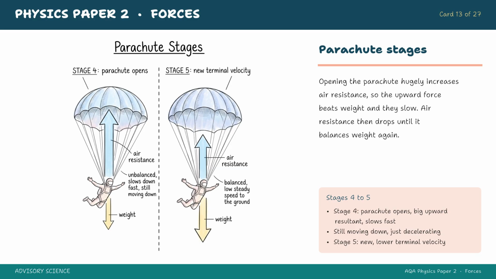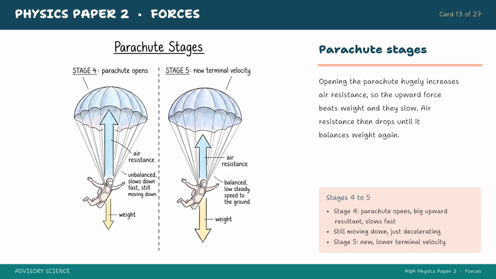Stage 5 is that new safe speed. As the skydiver slows down, the wind doesn't hit them as hard, so the upward air resistance drops until it matches the downward gravity force for a second time. The forces are again completely balanced, and this is a new, lower terminal velocity. Because the forces are balanced, the skydiver stops slowing down. They cruise at a new, much lower safe constant speed all the way to the ground.